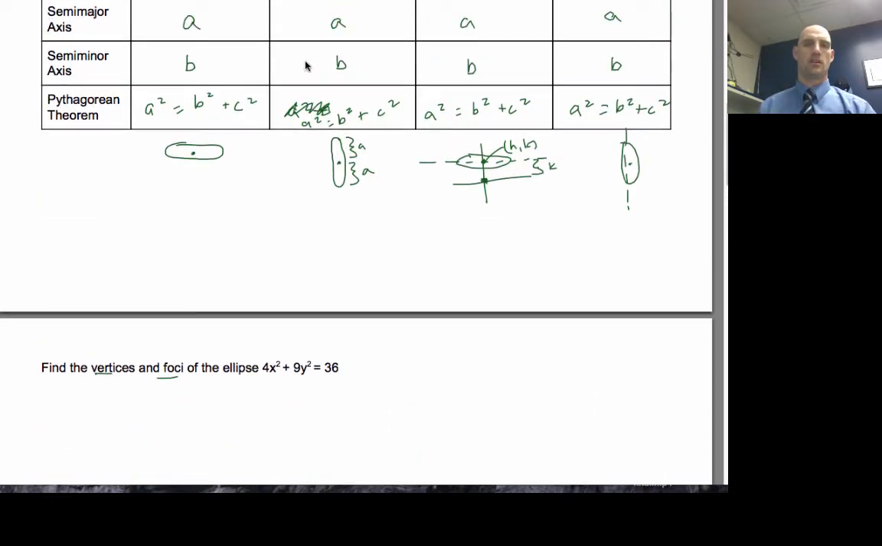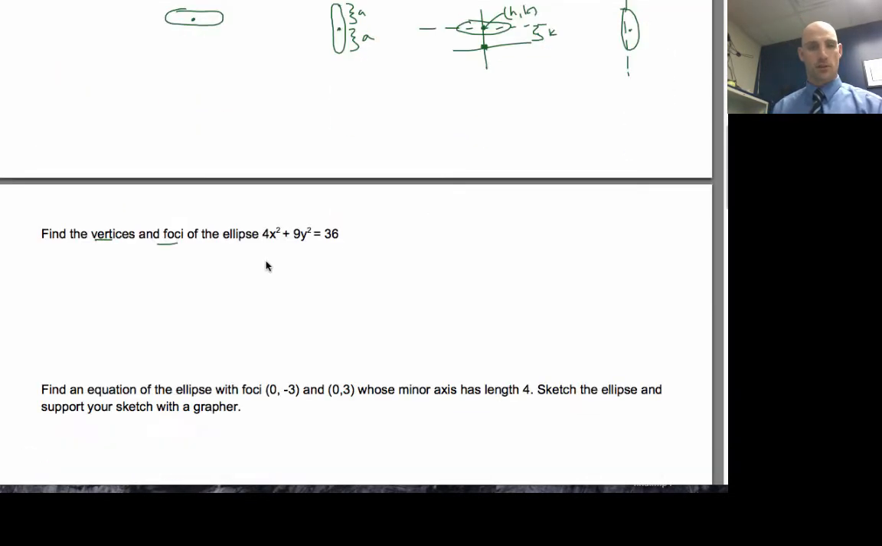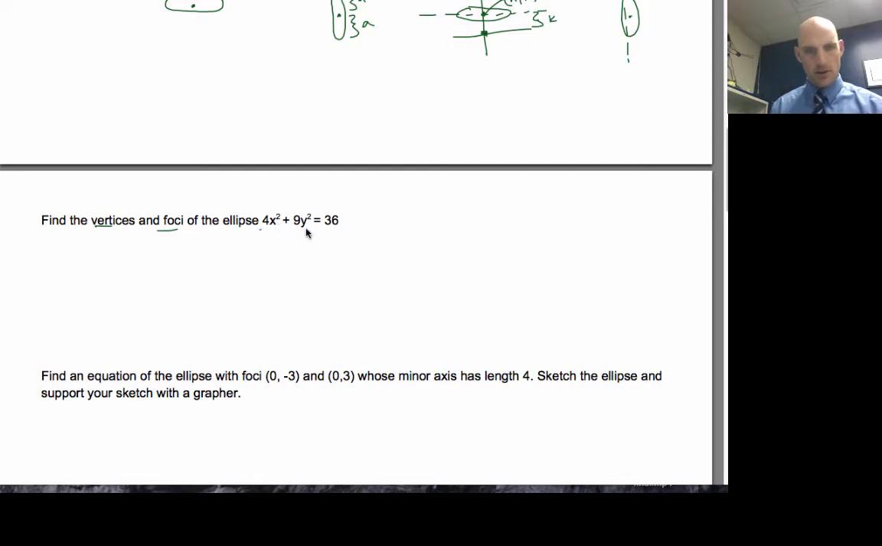Check out your equation. What's it need to be equal to? Well, it needs to be equal to 1. So what I'm going to do is take this equation, I'm going to divide both sides by 36. What I'm left with is 4x squared over 36 plus 9y squared over 36 is equal to 1. I've got to reduce this. X squared over 9 plus y squared over 9 divided by 36 would be 1/4 is equal to 1.